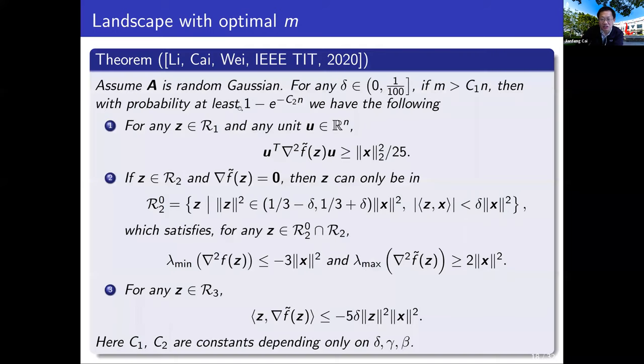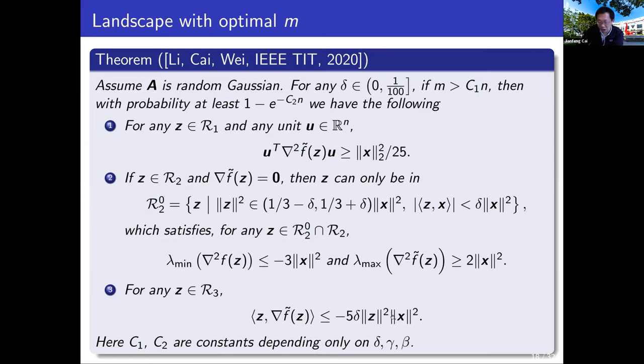So here is our result. Assume A is random Gaussian, and if this m is larger than a constant times n, then with very high probability in R1, the eigenvalues of this Hessian are always larger than a constant number. And in R2, the critical point happens only in this R2 subregion, but in this subregion, the Hessian matrix always has a negative eigenvalue and a positive eigenvalue. And in R3, we always have that this directional derivative is non-zero, is negative actually, right?